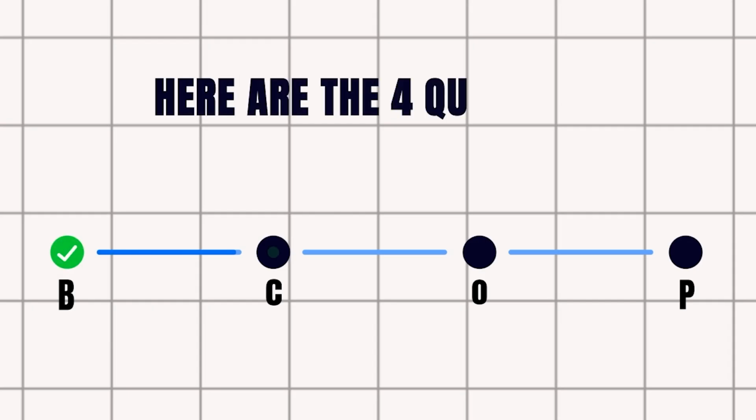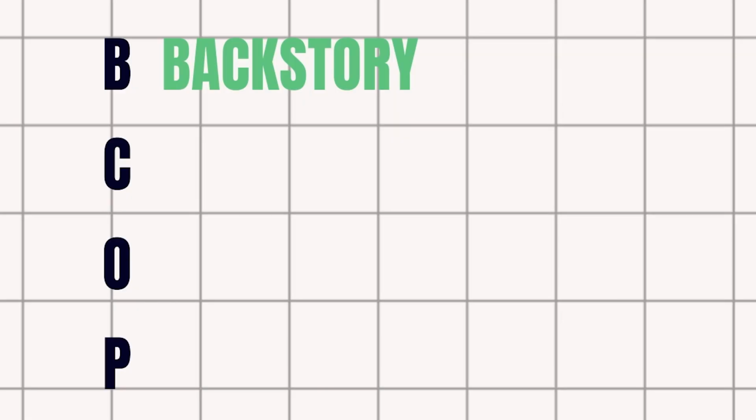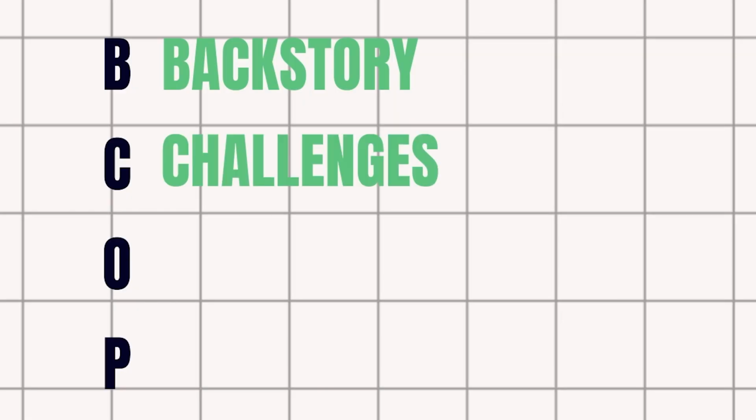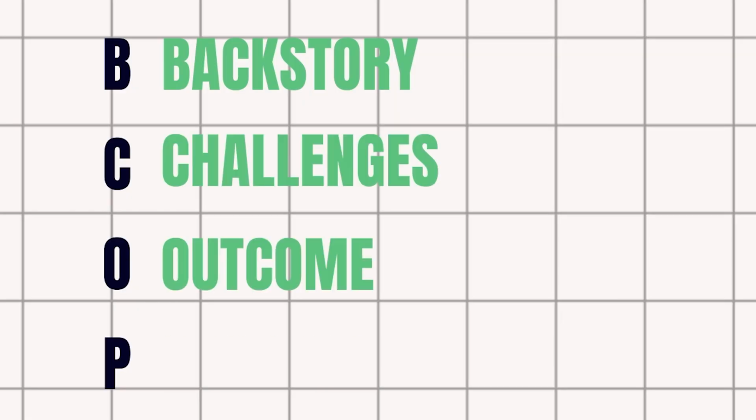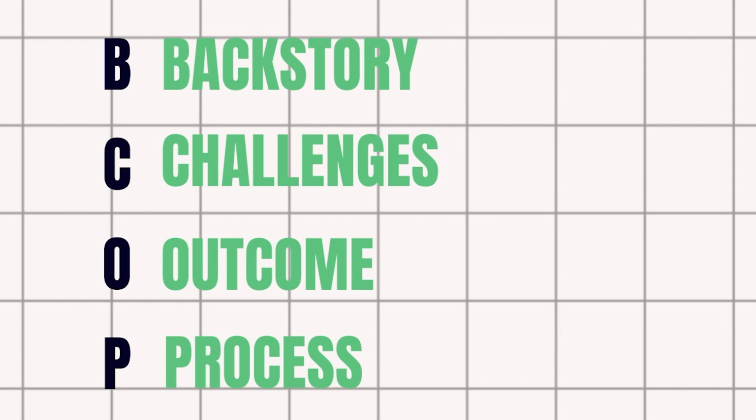So that's our 4 questions, B, C, O, and P. We refer to it as B Cop. If you ever hear any of our content and we're asking what's the B Cop on this deal, that's always what we're talking about. What's the backstory on the deal? What challenges are they running into? What outcome do they ultimately want? And what's the process on their end, what's the priority of this currently on their end? Trust that helps, something to get the light bulbs ticking.